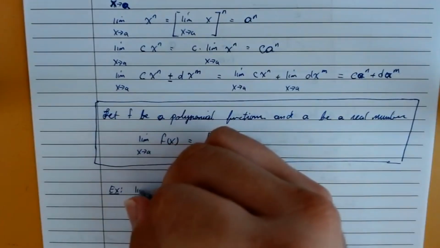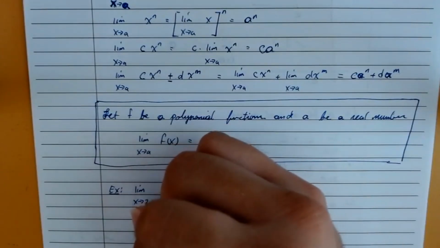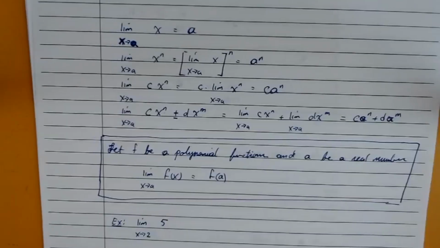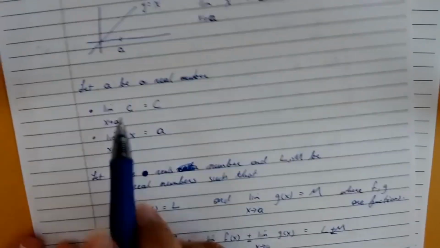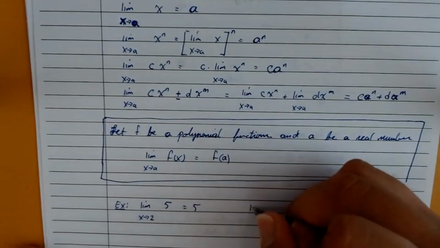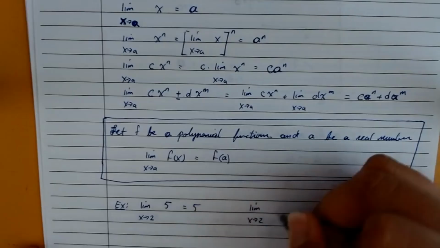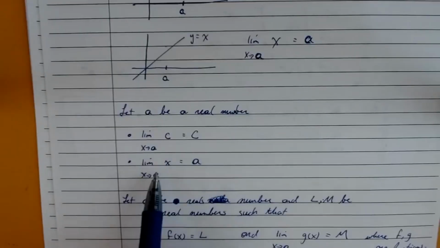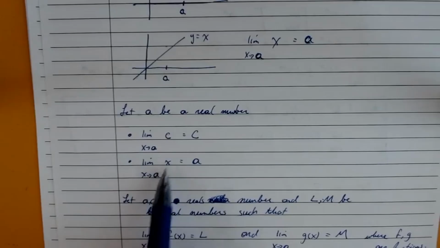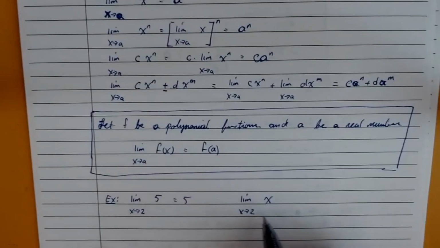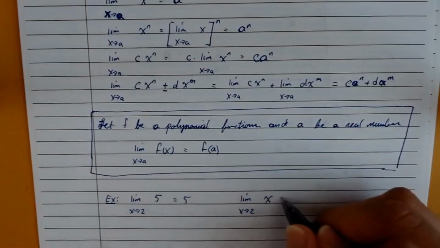Let's say we want to take the limit as x approaches 2 of the number 5. Well, that's just a constant. And we saw before that when you take the limit of a constant, it just stays the constant. So that's going to equal 5. Let's take the limit as x approaches 2 of x. Well, we saw before, when you take the limit of x, that's just going to be whatever this number is. In this case, it's going to be 2.